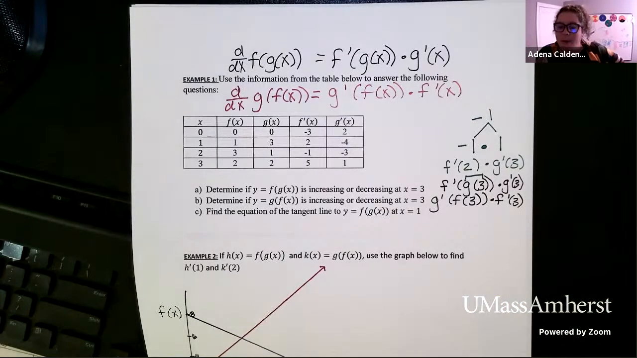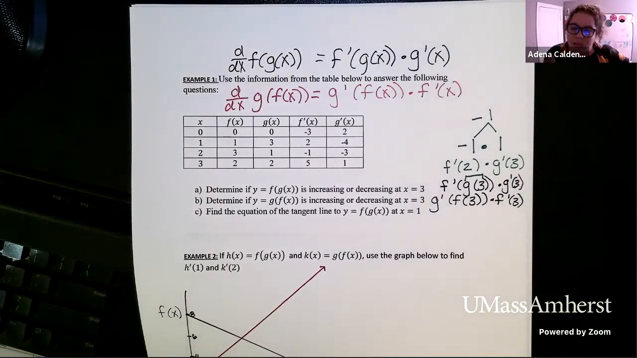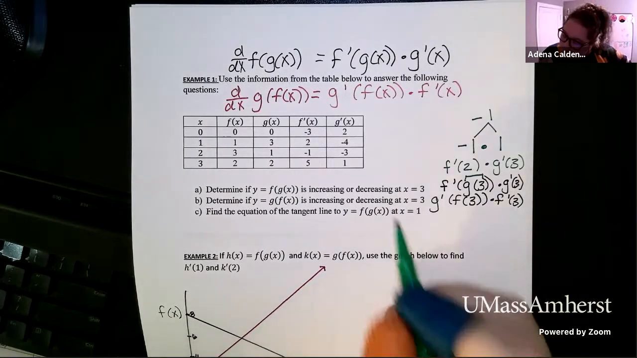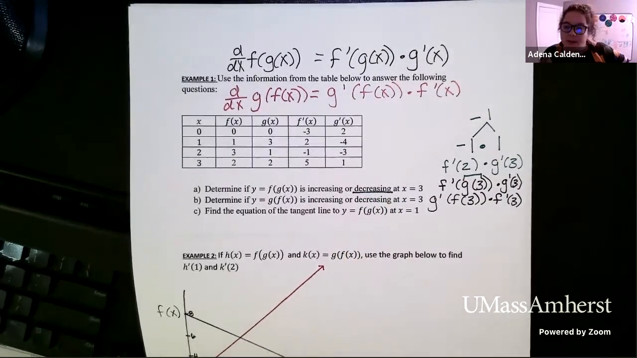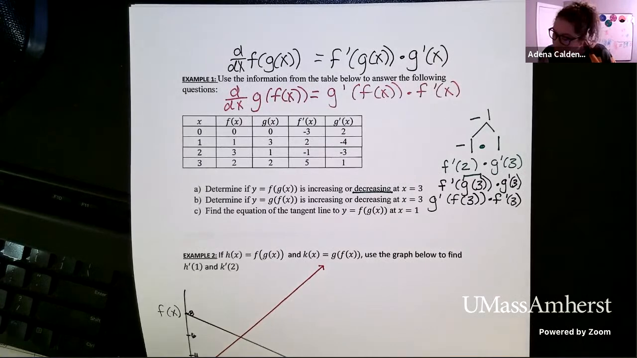So I don't stop there because I haven't answered my question. I'm trying to determine if the original function is increasing or decreasing. So now I need to use the fact that if the derivative is negative, that tells me that the original function is decreasing, right? So I have to finish out by answering that question there.